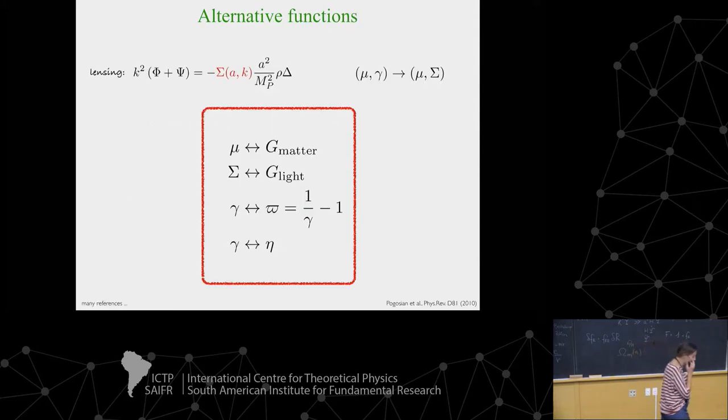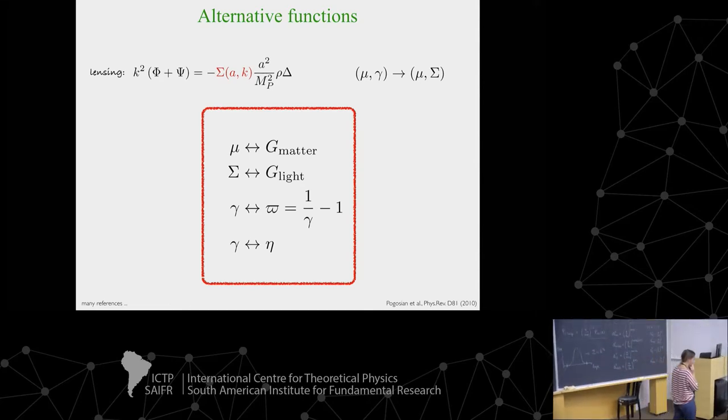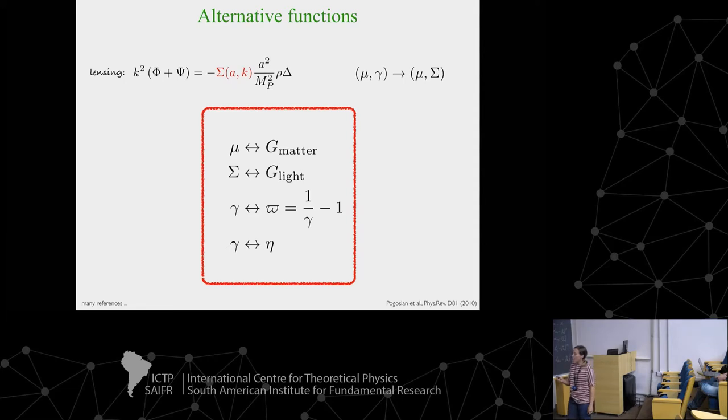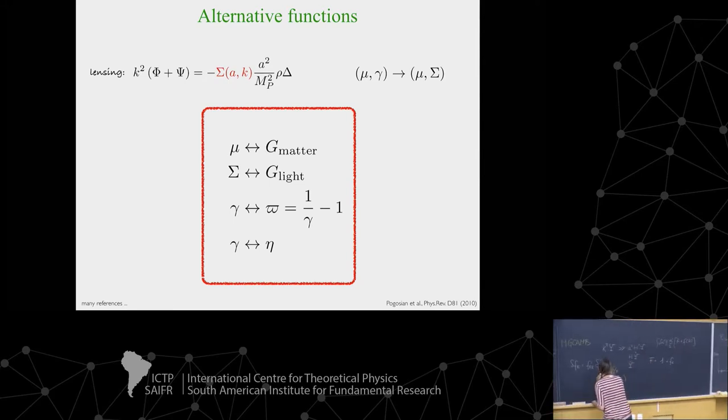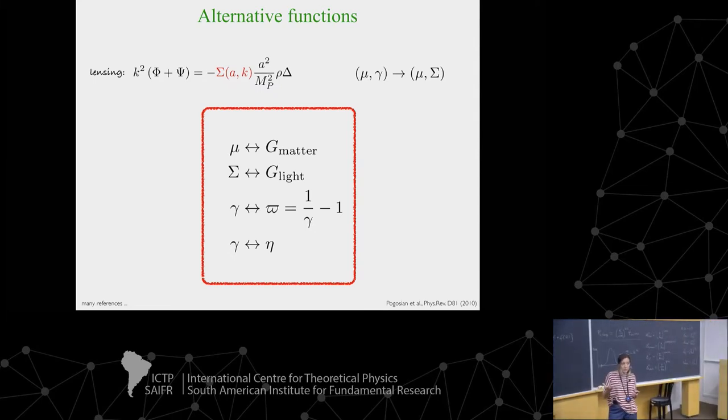I'm pretty sure many of you have seen this function. If you haven't seen them as mu and gamma, you might have encountered capital sigma, which is preferable over gamma. Capital sigma is defined similarly to how mu is defined, just in terms of the lensing potential. It's preferable because if you combine mu with sigma, you have mu that is sensitive mostly to galaxy clustering, because it enters in the equation for psi, so peculiar velocities and galaxy clustering, and sigma, which is mostly sensitive to weak lensing. So the idea is that you can break the degeneracies between those functions.